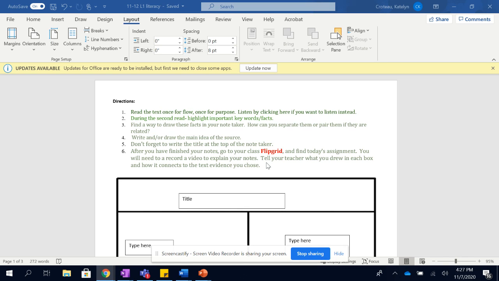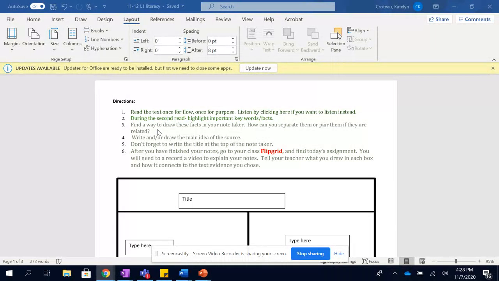Okay, here is your text and your directions for Literacy 11-12. That is Thursday. Your goal is going to be to read your text once for flow and once for purpose. You can also listen once for flow and once for purpose instead, but you want to make sure that you are following along with me as I read. During the second read, you want to highlight the important keywords and facts. And so each time you hear a fact that you want to use and draw later, highlight that, okay?